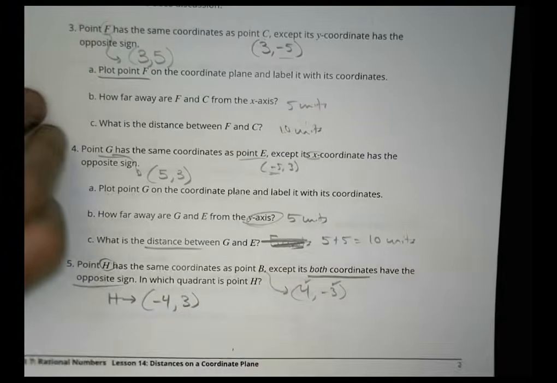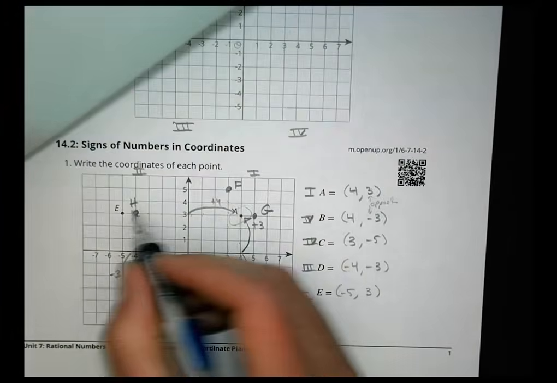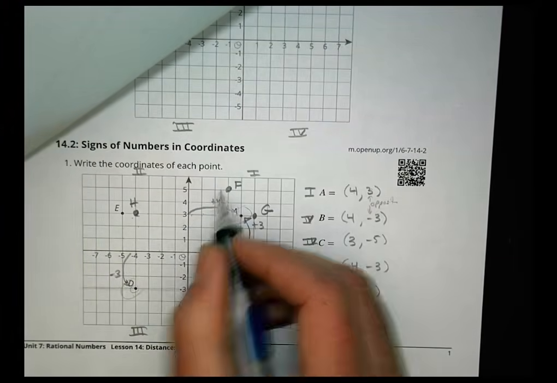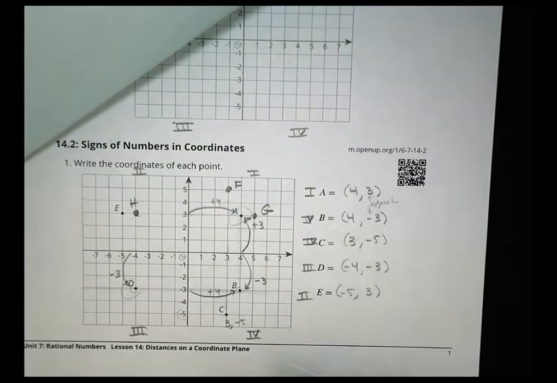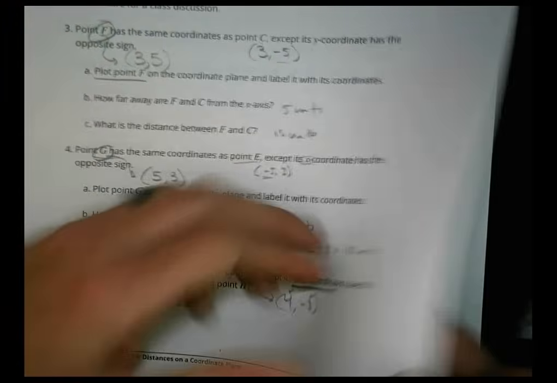So we've plotted some extra ones. We plotted H, G, and F now on the grid. So there's H, G, and F. We plotted them, and we're seeing how they compare and relate to other ones. So just get used to it. Get comfortable. Let's look at activity 3.